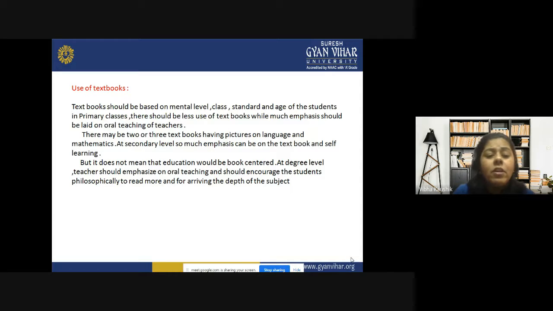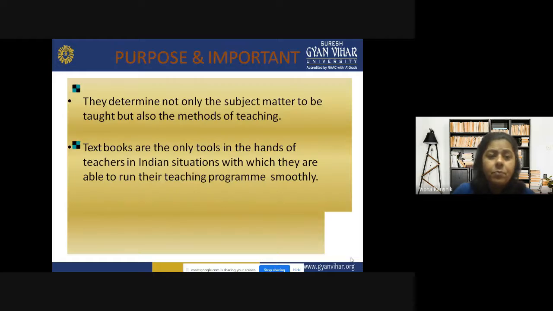At degree level, teachers should emphasize oral teaching and should encourage the students to read more and to arrive at the depth of the subject.